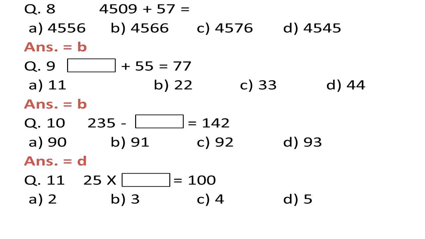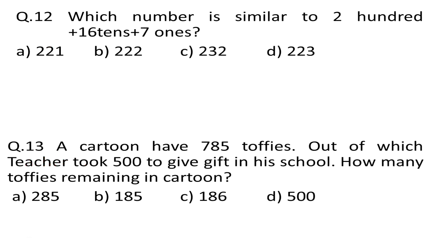Now the next question is related to multiplication. Question number 11, 25 into blank is equal to 100. So we know the option, that is option number C, which is the correct one. 25 into 4 is 100. Moving to the next question.